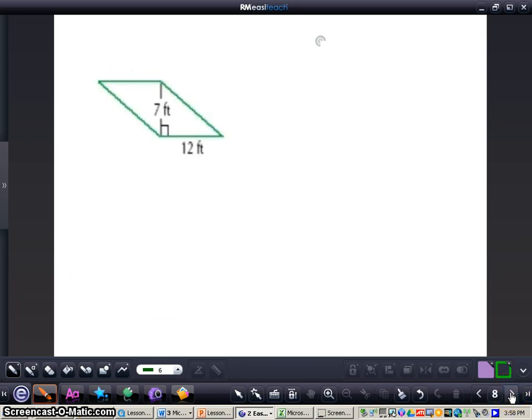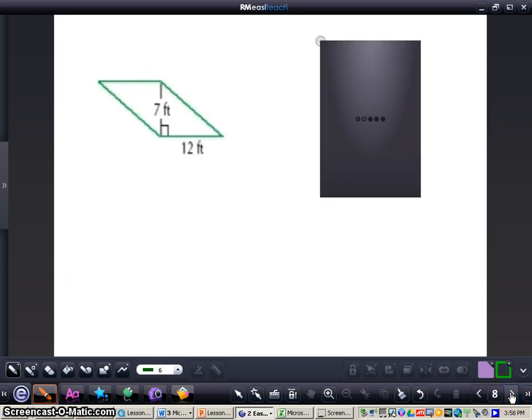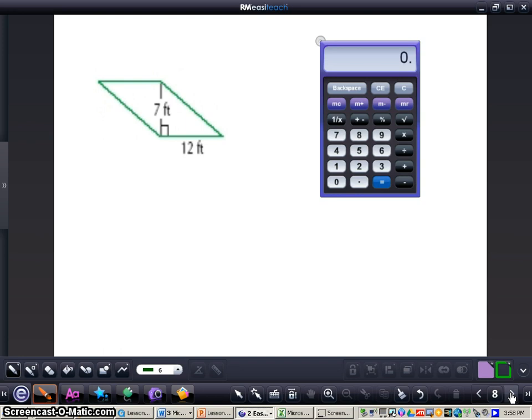I'm going to have you do one more problem of finding the area of a parallelogram. So I want you to pause this video right now and work this problem out. And then when you're finished, you can press play and I will have the correct answer for you. So I want you to pause the video right now.